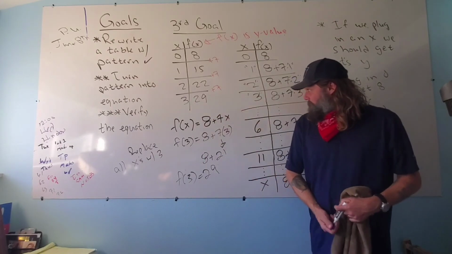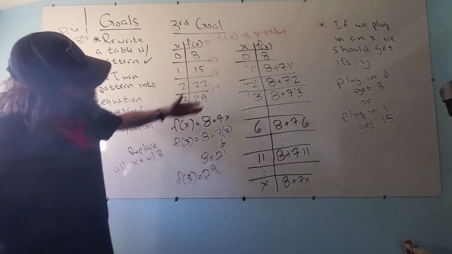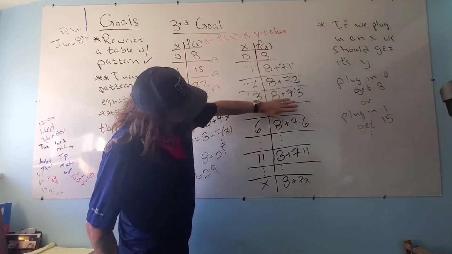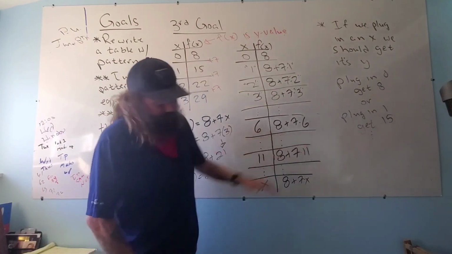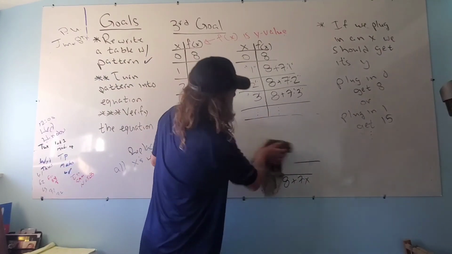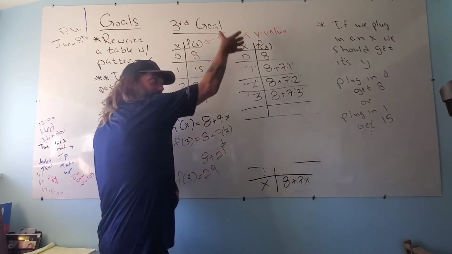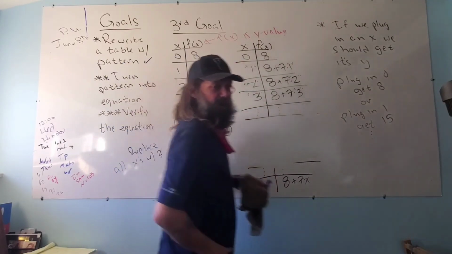So I'm looking for these 3 things on your quiz. I want to see that you can write the table with a pattern. Don't worry about the rest. You literally can just jump from this to this. Okay, I'm looking for the table with a pattern on the test.